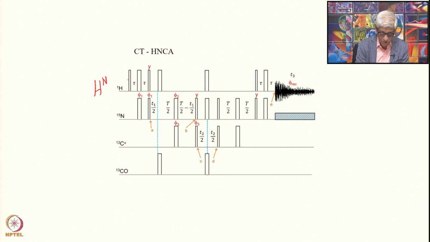The magnetization flows from here and comes to nitrogen at this point soon after that part. Then during the next period from here to here it remains on nitrogen, and then it is transferred to C alpha. So this is the pathway: from the amide proton it goes to the nitrogen, and from the nitrogen it goes to this C alpha. Now you see in the amide portion you have this T1 by 2 increment. The T1 increment is present here, and the total time from here to here is T.